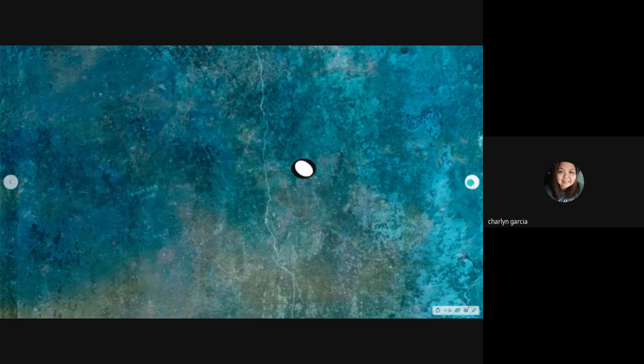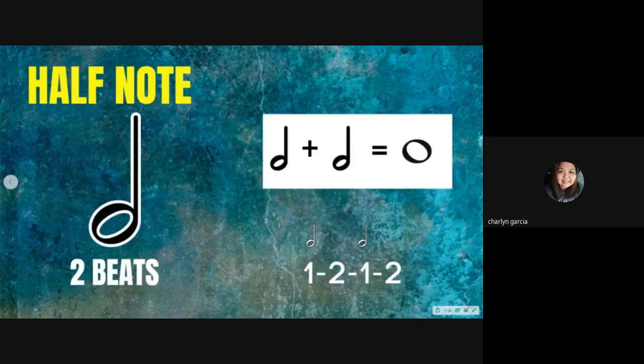Another kind of note is the half note. A half note receives 2 beats. Kapag pinagsama ang dalawang beats ng half note, or dalawang half note, ito ay makakabuo ng beat katulad ng beat sa whole note. So, paano ang beat ng half note? That is 1, 2. That is a half note. Again, 1, 2.